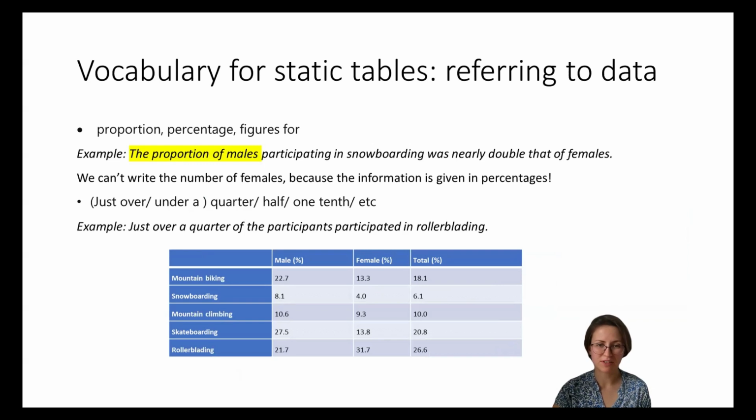As for vocabulary, first you'll need vocabulary to refer to the number or amount. In our table, we can use the words such as proportion, percentage, or figures for. Notice we can't use the word number. We can't write the number of females. Why? Because the information is given in percentages. That is why I've given this example. The proportion of males participating in snowboarding was nearly double that of females.